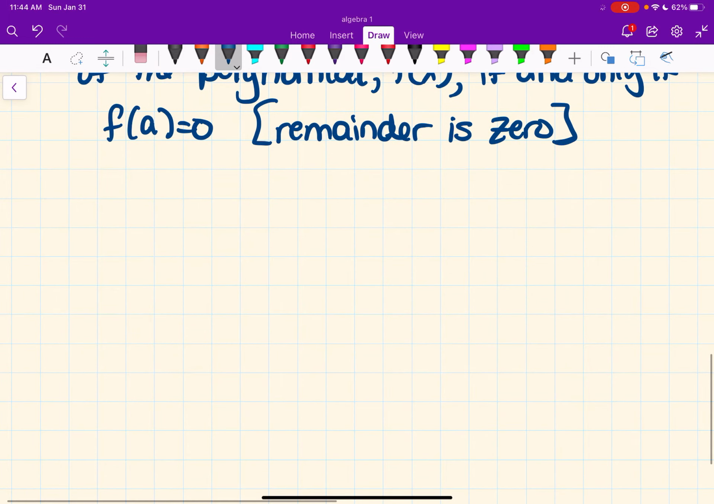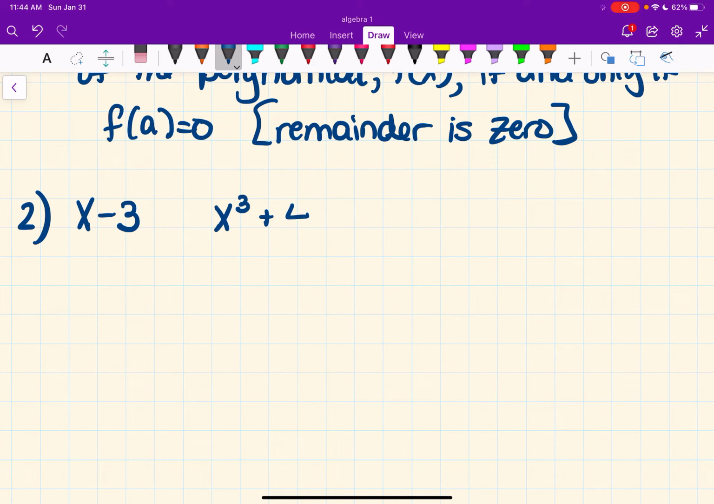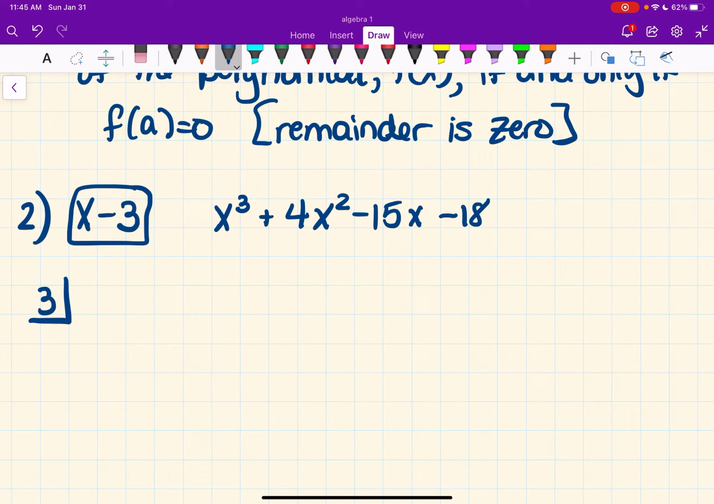Let's do this for number 2. We have to prove or show that x minus 3 is a factor of x to the third plus 4x squared minus 15x minus 18. Now this is where you've got to be careful. x minus 3 is the factor, so we're saying a solution to this is positive 3. By the zero product property, we'd add 3 to both sides. That's why it's 3 and not negative 3. Okay? Now let's write down our coefficients.